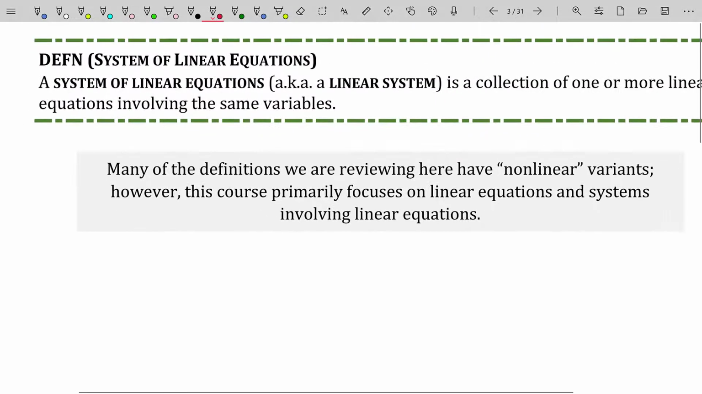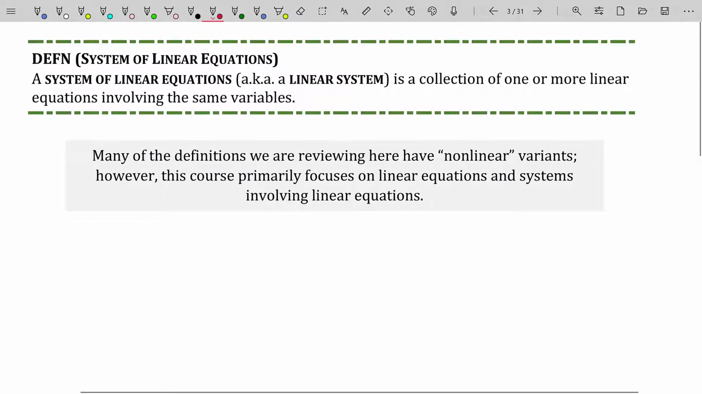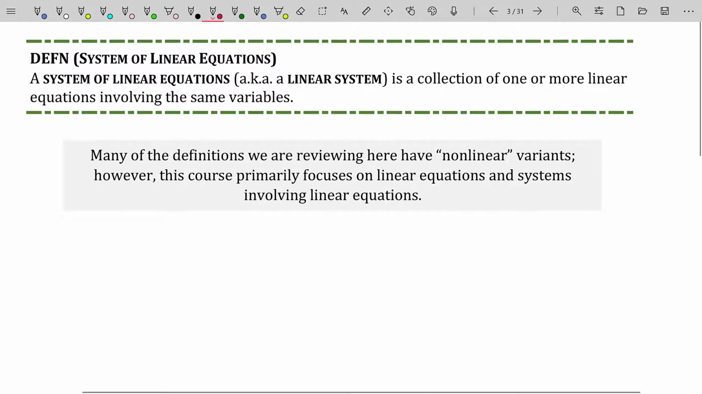So let's go ahead and talk about the definition of a system of linear equations. Well, a system of linear equations, also known as just a linear system, is a collection of one or more linear equations involving the same variables.